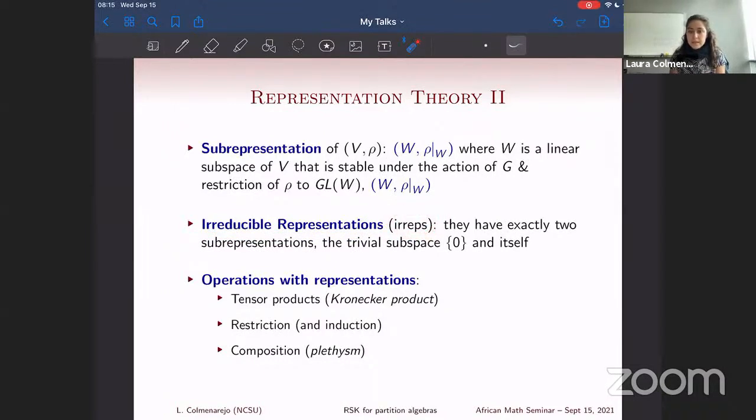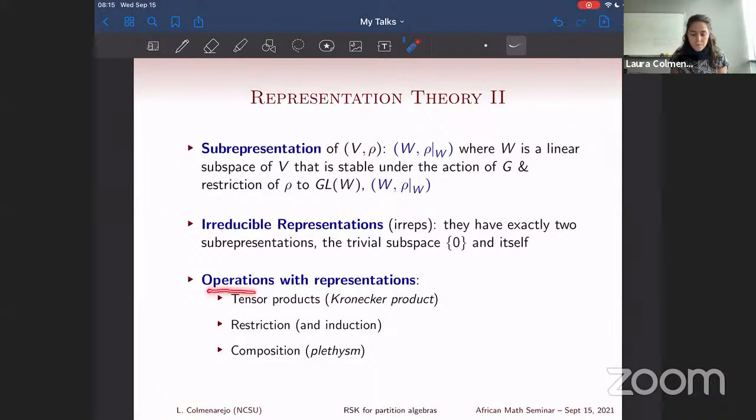And those are exactly those representations that only have two sub-representations, the trivial subspace and the representation itself. So these are the subspaces that we want to consider in this case. And now the third element that I'm going to need to illustrate a little bit what we are doing here is that I can construct new representations from old ones.